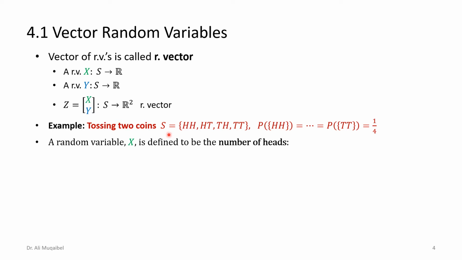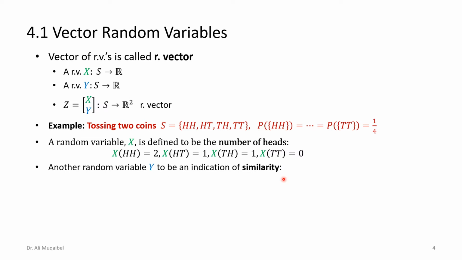This is an experiment, and now we have a single random variable, and we can now say that operating on the outcome HH will give you 2, HT will give you 1, TH will give you 1, and then TT will give you 0. We are just counting the number of heads. Here we have 2 heads. We have just 1 head, and so on and so forth.